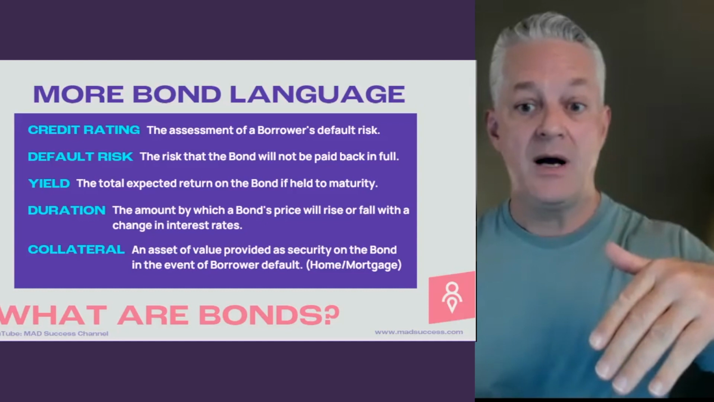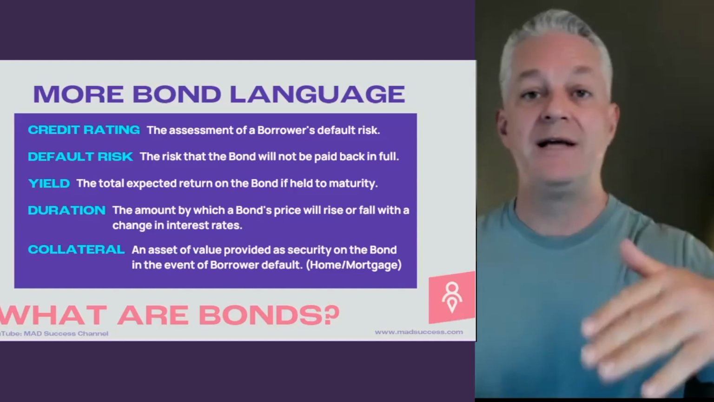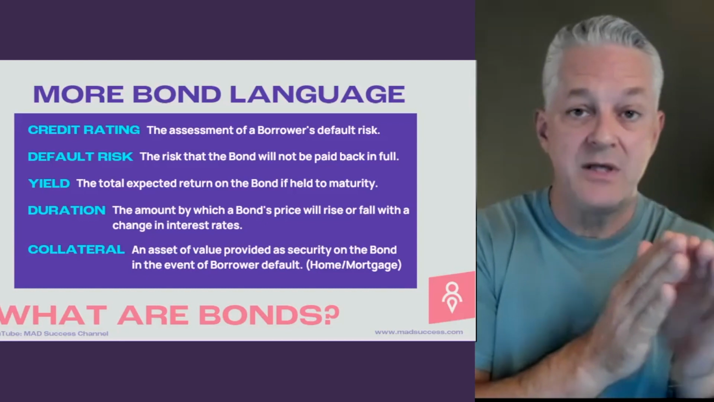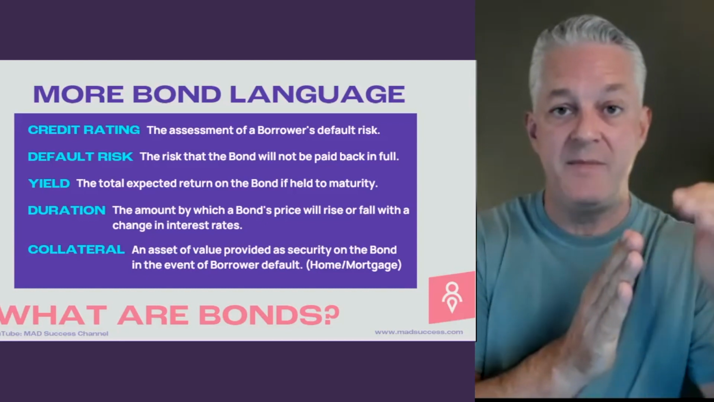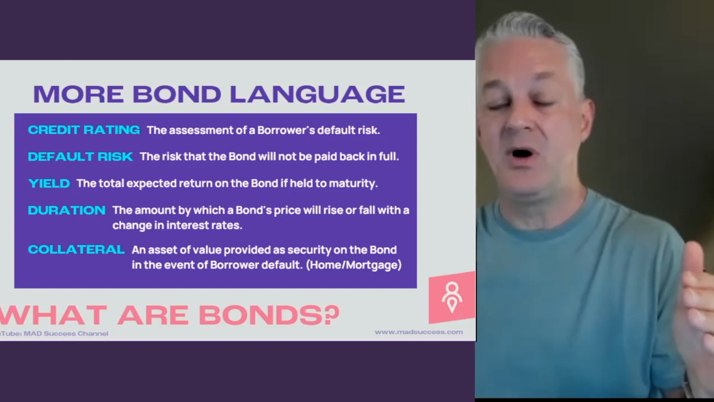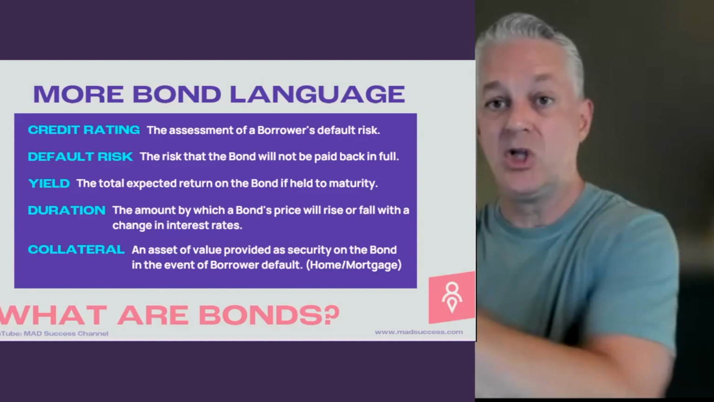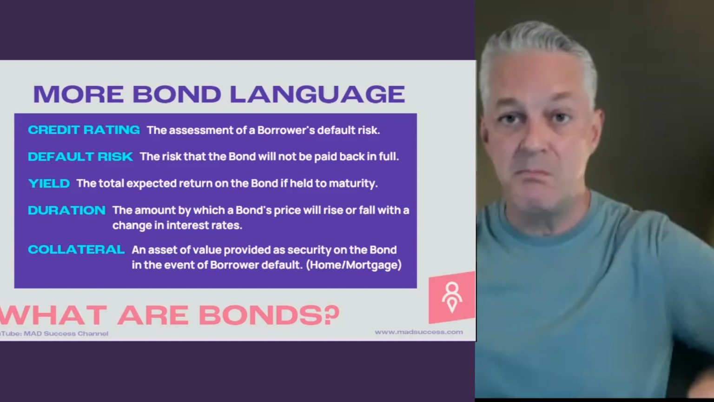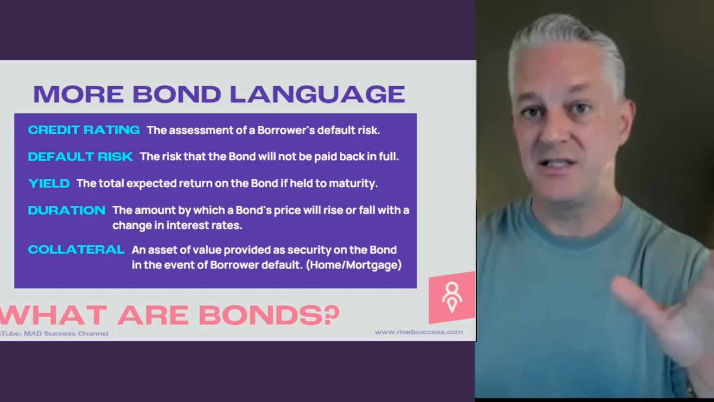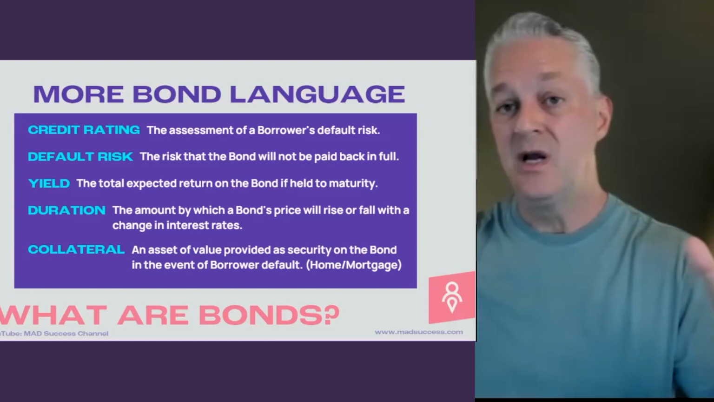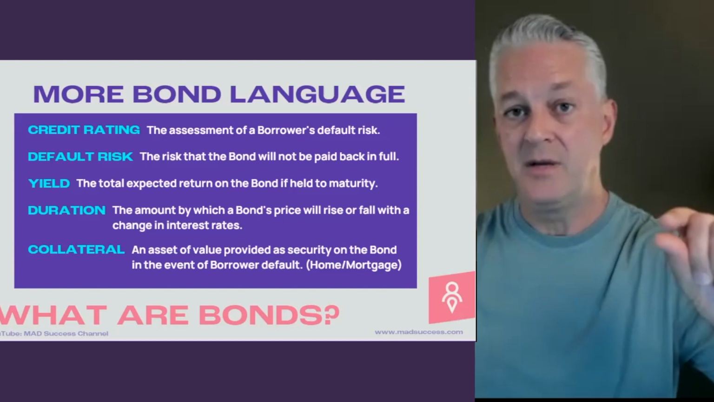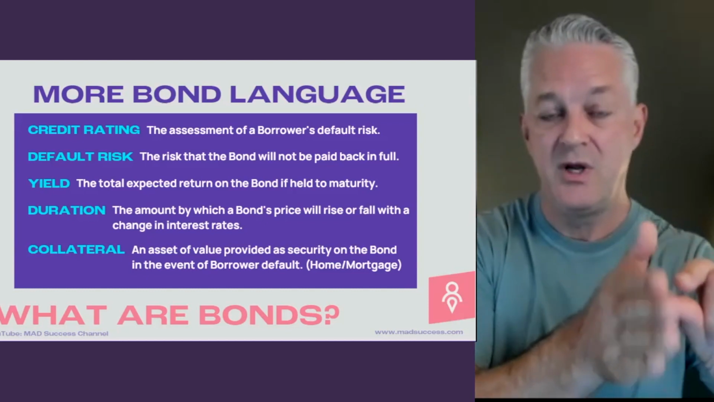Duration is the amount by which a bond price moves based on movements in interest rates. Shorter dated bonds don't move, the price doesn't move as aggressively with movements in interest rates, but long dated, long maturity bonds have much longer duration, and the price moves much more aggressively for small movements in interest rates. Okay, so that's the thing you need to remember. Long maturity means that the price moves more aggressively for that incremental movement in interest rates compared to short dated bonds, okay?